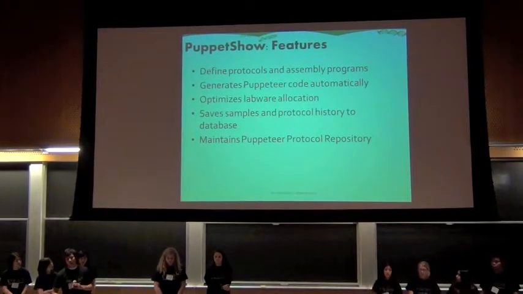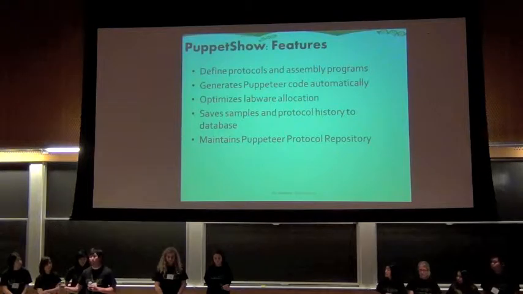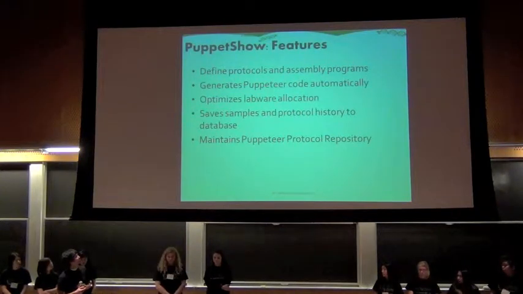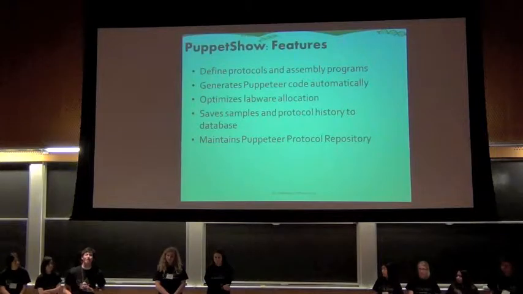Puppet Show automatically optimizes labware allocation, and so you don't need to worry about where wells and plates are. You can just specify the sample that you want to use. Each of these samples are saved, as well as its entire protocol history. And so you can look at each sample and know exactly what protocols were operated on that particular sample.